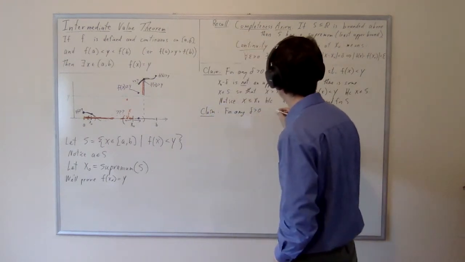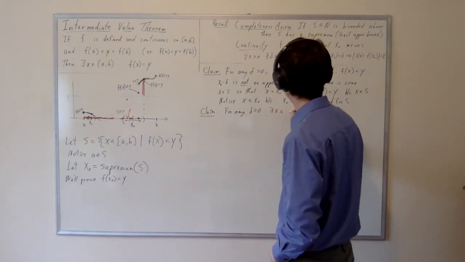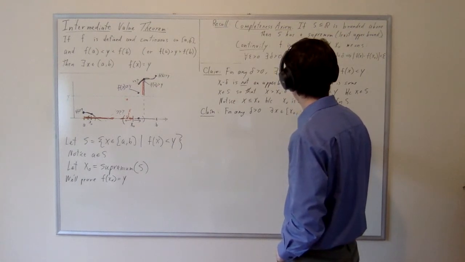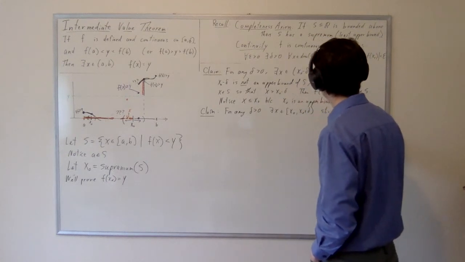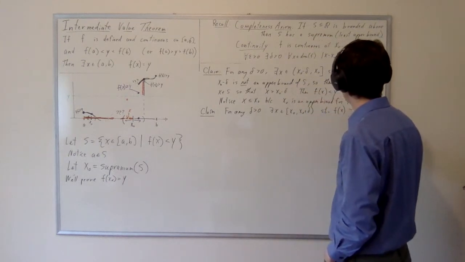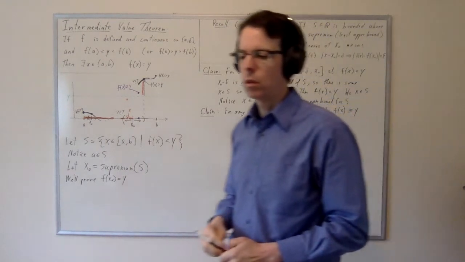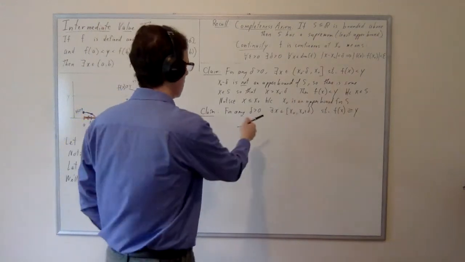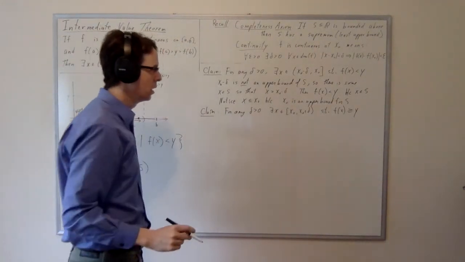So for any delta positive, there exists an x in the region x naught to x naught plus delta so that f of x is greater than or equal to y. And this is actually much easier because that's going to be true for any x in that region.